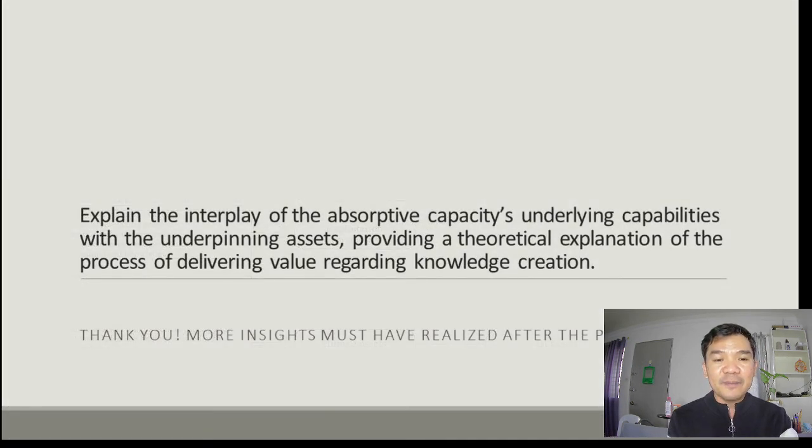So lastly, this paper is explaining the interplay of absorptive capacities and underlying capabilities with the underpinning assets, providing a theoretical explanation of the process of delivering value regarding knowledge creation. To re-explain it, value creation is delivered if you have more absorptive capacity and the underlying assets are provided. And this paper has given us insights on the theoretical explanation based on empirical data.